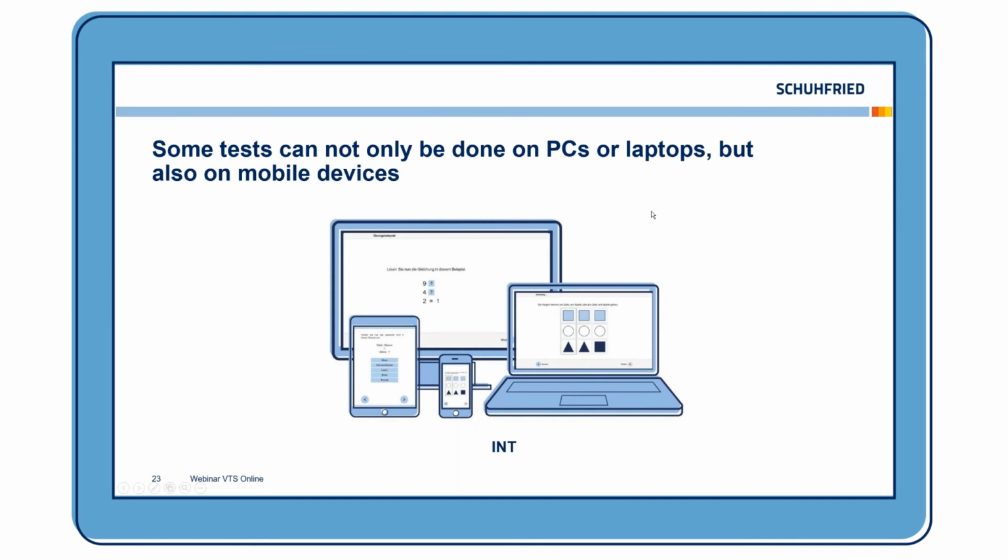Of course, some of the tests can be presented not only on PC or laptop, but also on mobile devices. Our prime example for mobile testing is, of course, the INT, which has been developed mobile first and works very well on all mobile devices, such as tablets and smartphones, but also on a laptop or on the PC. Another example for a test that works very well with mobile devices is the BFSI.